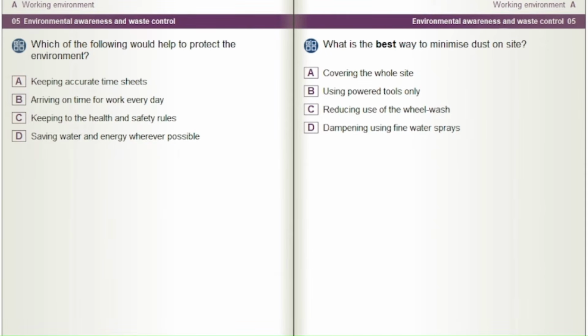What is the best way to minimise dust on site? Covering the whole site. Using powered tools only. Reducing use of the wheel wash. Dampening using fine water sprays.